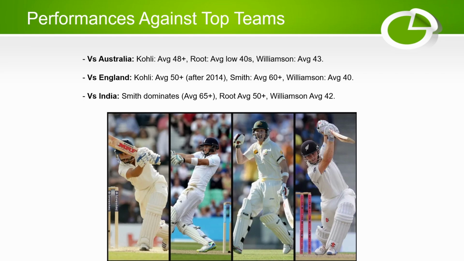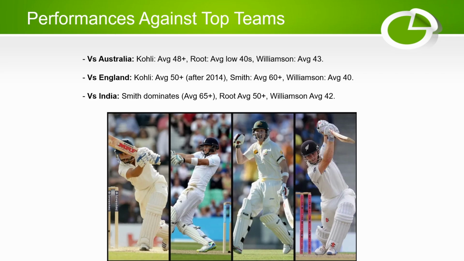Next we compare them against India. Smith has absolutely dominated against India. His average is over 65 and he has been a dominant force against the Indian bowlers. Joe Root is also a solid player against India. He has been solid with some outstanding knocks. He has an average over 50 in Test cricket against India. Williamson again has been average against India. He averages 42 but he has played some key innings against India.